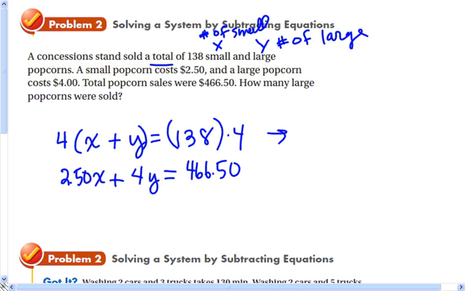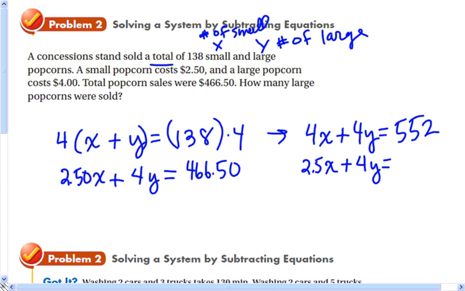And I get a new equation, 4x using the distributive property, plus 4y equals 138 times 4, which is 552. Let me check my math on that one. And my other equation is 2.50x plus 4y is equal to 466.50. And here I'm going to use subtraction to eliminate the variable, because if I take 4y minus 4y, I get 0y, which is 0. So I'm going to eliminate the y variable.